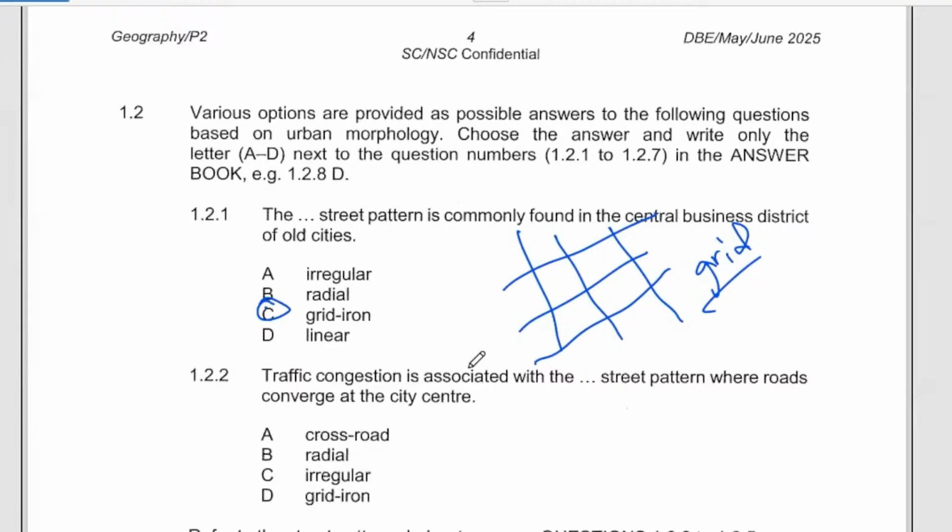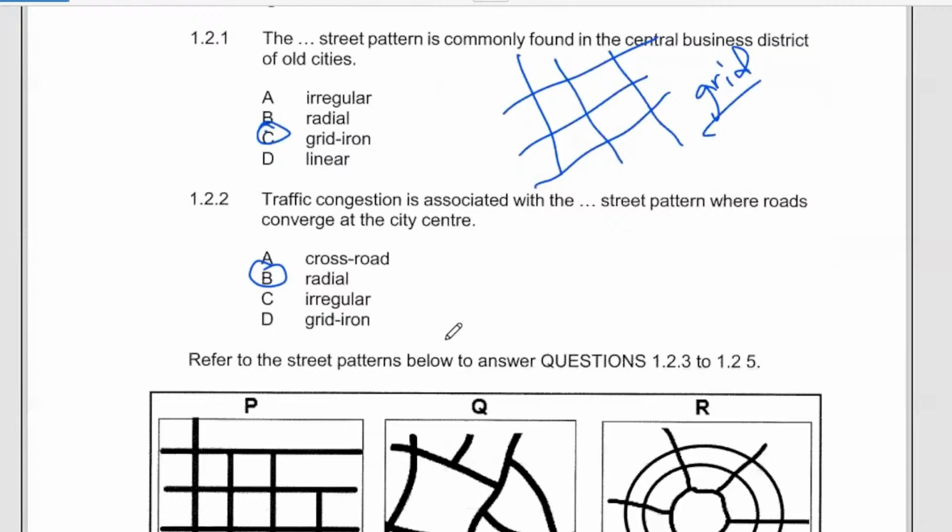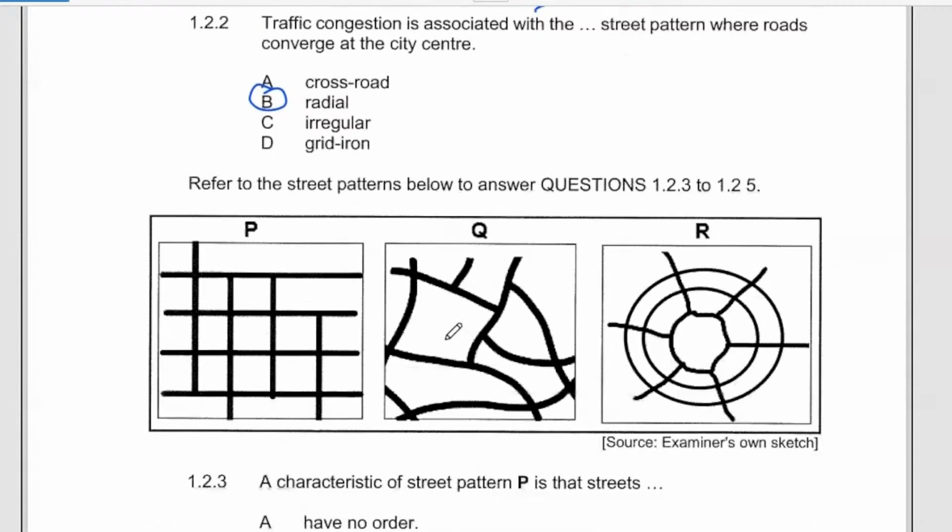Then number 1.2.2, traffic congestion is associated with the radial pattern where roads converge at the city center. This is typical of a radial pattern. We are saying major roads radiate from the CBD and also converge in the CBD. Because of that influence of roads converging, it also implies that we have a problem of traffic congestion. Right, we'll move on to the next question.